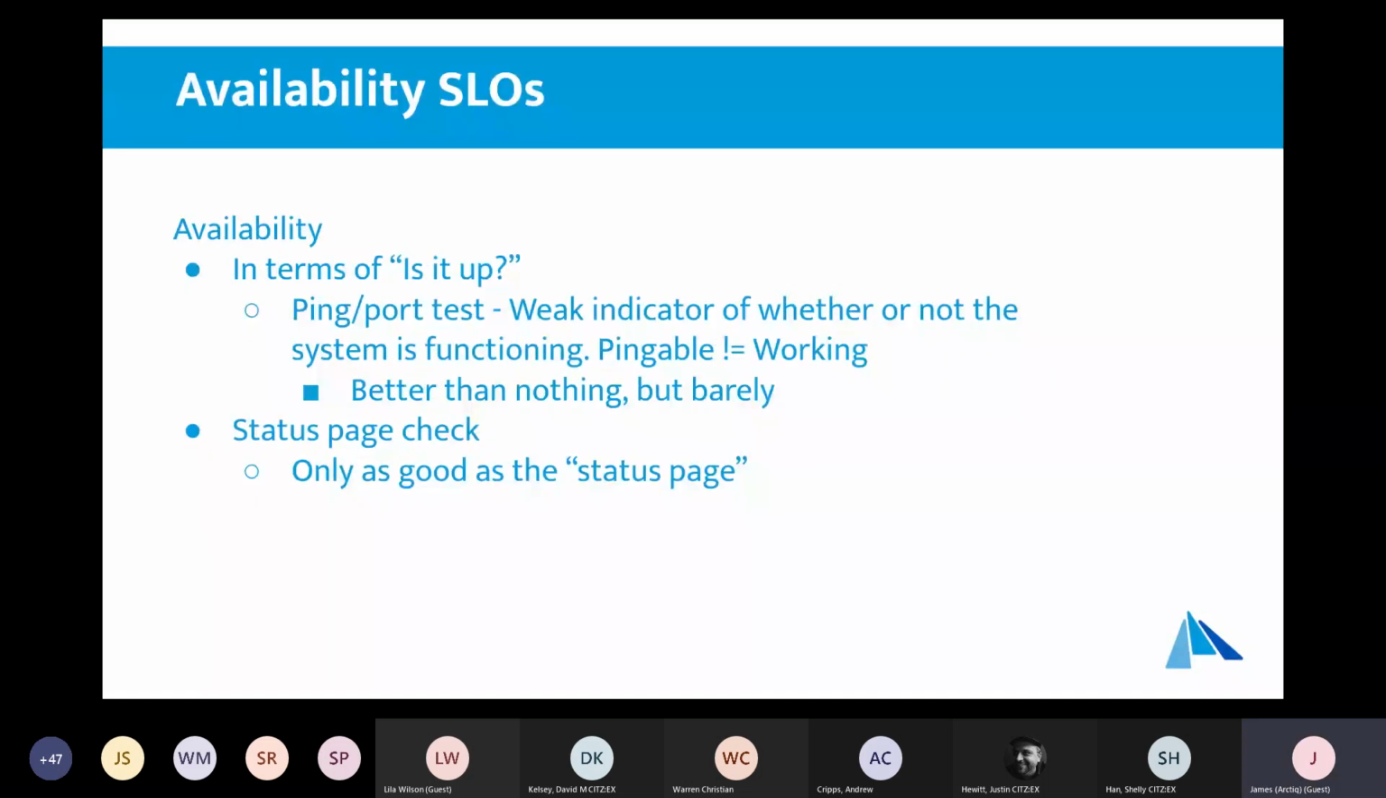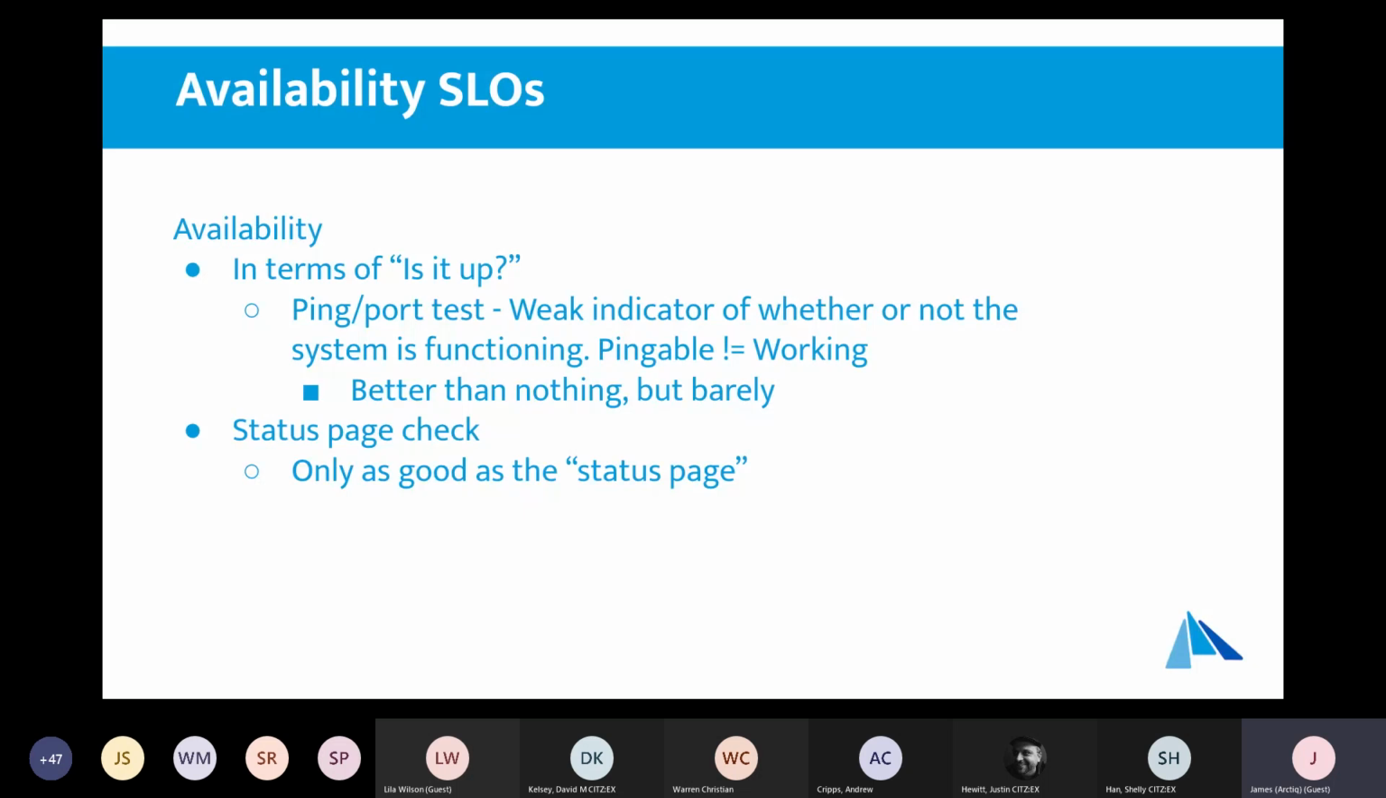Now, a common service level objective that we see a lot is availability. And the issue I have with availability is, what does it mean for a service to be available? And the dirty secret is, a lot of the times availability is checked with something like a ping or a port test, which is a very weak indicator of whether or not the service is functioning. And by functioning, I mean that users can interact with the service and get the response that they expect.